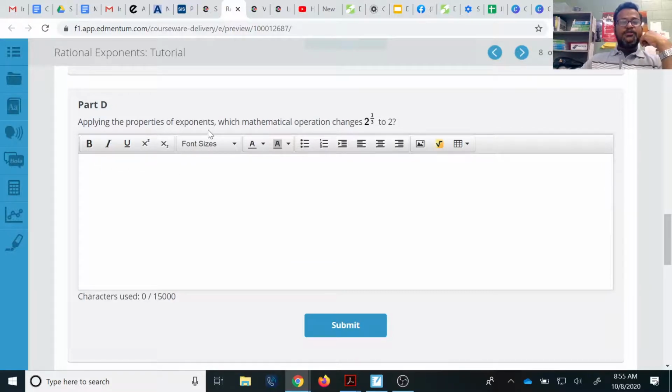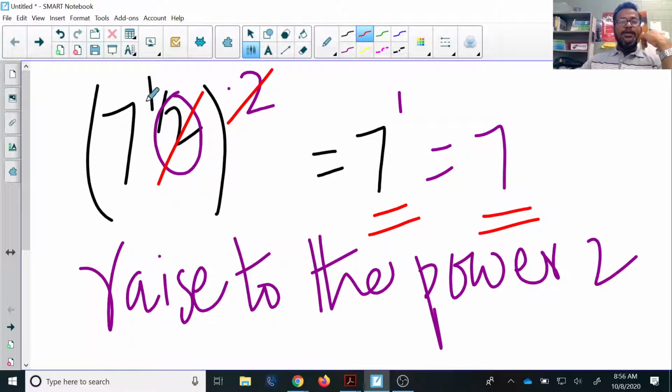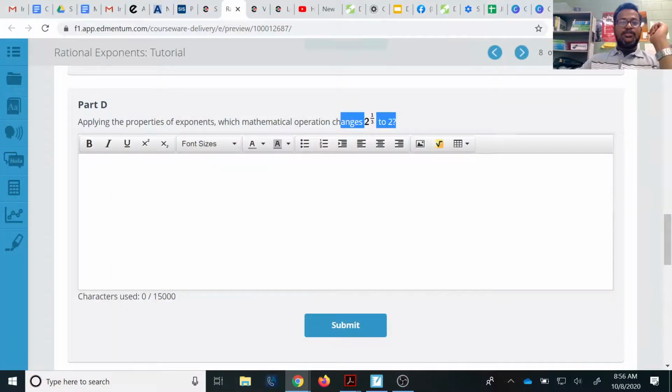Now, applying the properties of exponents, which mathematical operation changes 2 to the 1/3 to 2? So what is the mathematical operation? Let me go back to the first question. Applying the properties of exponents, which mathematical operation changed this 7 to the 1/2 into 7? You see, raising to the second power changed 7 to the 1/2 into 7. So that should be the answer for this one. Here the numbers change, so you need to change accordingly.